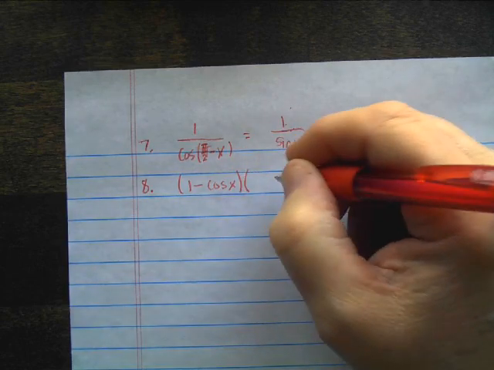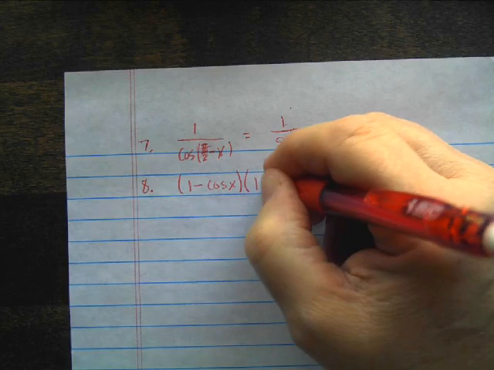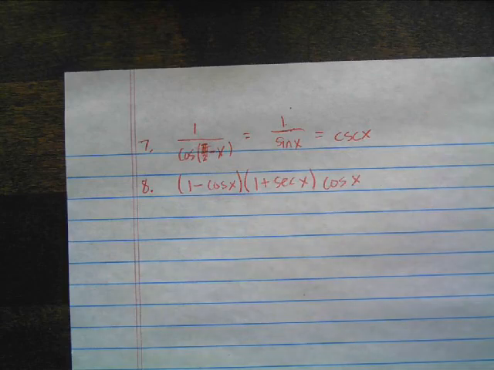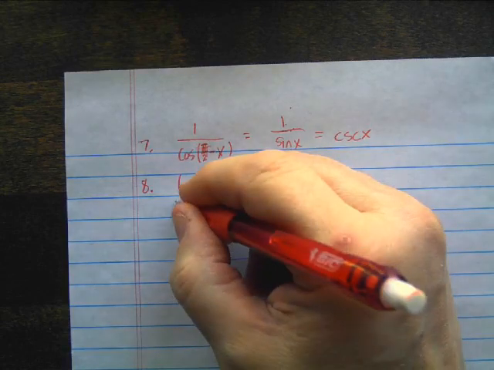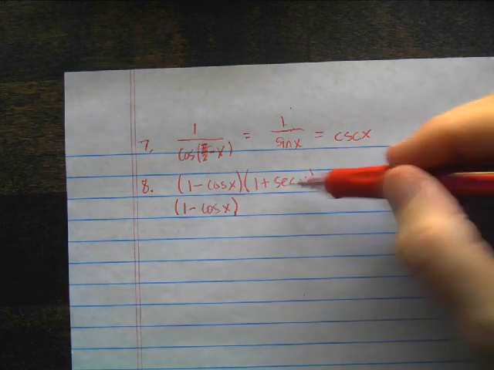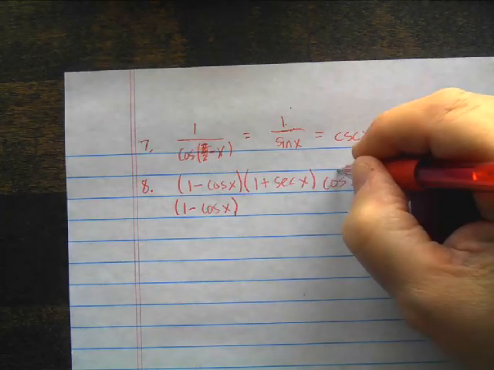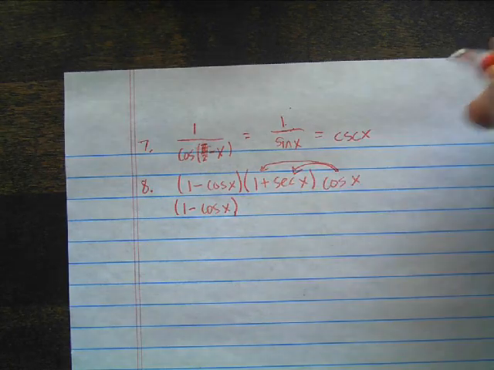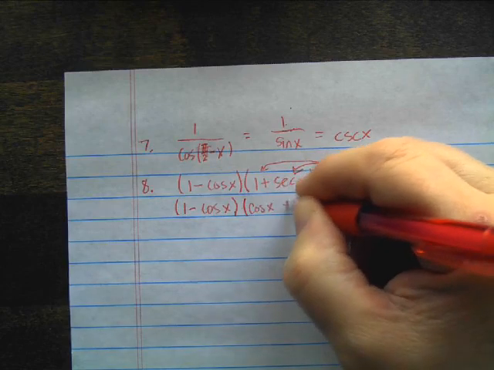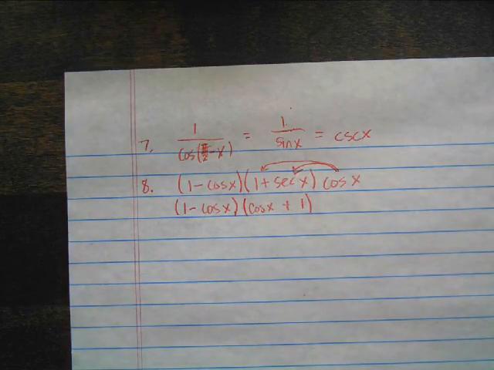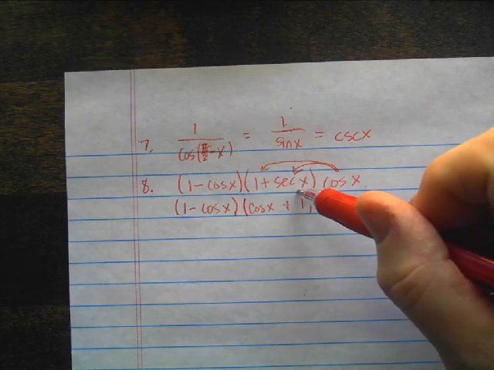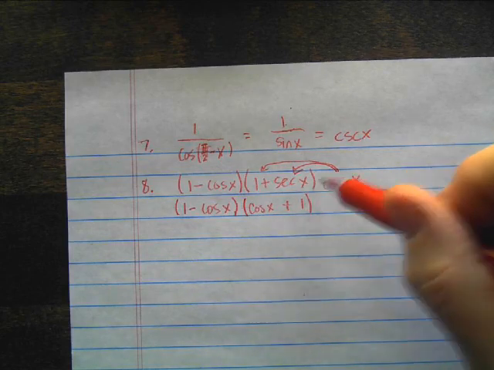Number 8, we have 1 minus cosine x times the quantity 1 plus secant x times cosine x. I'm going to do a little trick here, and my trick is I'm going to leave this alone for right now. And you might think, well, I should FOIL these, but that's not what I'm going to do. I'm actually going to distribute this cosine x into here, okay? And when I do that, I get cosine x plus 1, because when you multiply a trigonometric function times its reciprocal function, you get 1. Cosine times secant is 1.